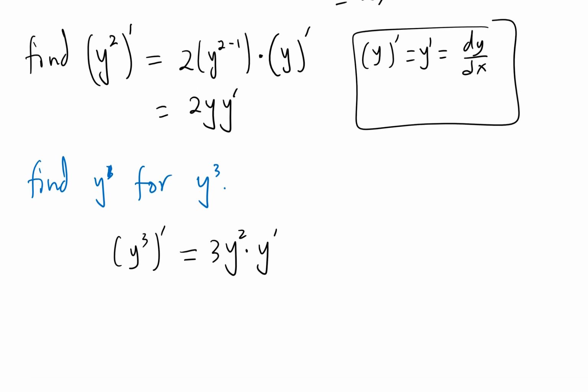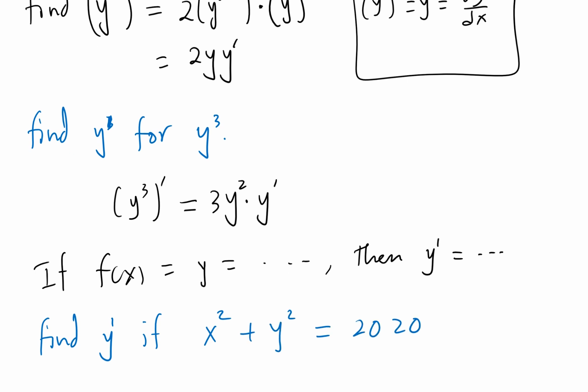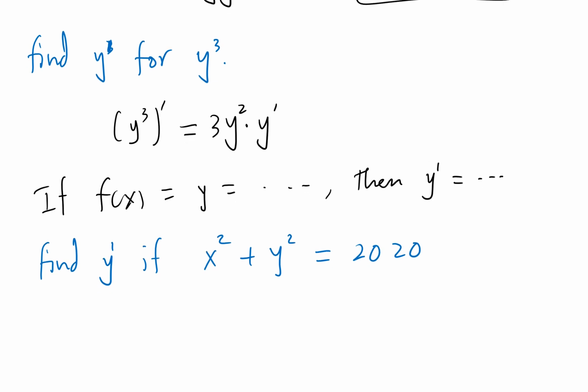So now what happened here is, in the past, if you were given a function f of x, y equals something, then you could find y prime because y was already solved for. But in some cases, if they ask you to find y prime, you can't solve for y, or it's really difficult to do so. Let's say x squared plus y squared equals 2020. How do we do this? Well, you can solve for y in terms of x and the numbers, but if we try to solve for y here, it might make things more complicated.